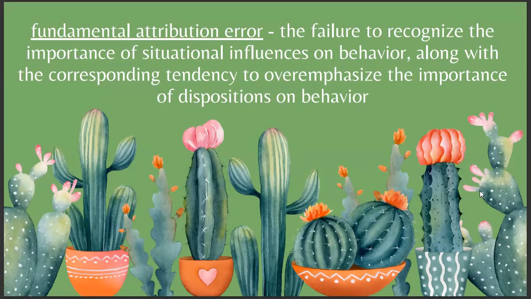This is the failure to recognize the importance of situational influences on behavior, along with the corresponding tendency to overemphasize the importance of dispositions on behavior. We tend to think that people do things the way they do because they believe in it, because that is part of who they are, and it is a reflection of who they are and what they believe in. We overemphasize that, and we fail to recognize that mostly the reason people do the things they do is because of the situation they're in, and it influences what they do. So that's something that we don't take into account.